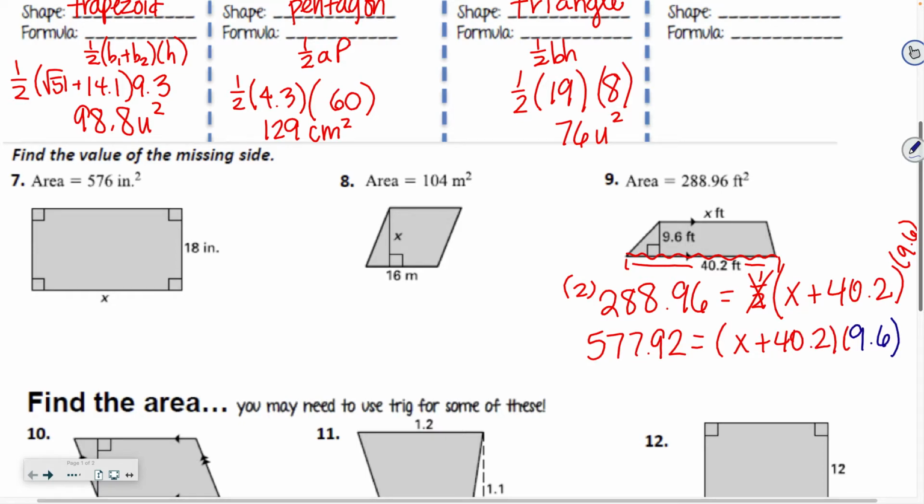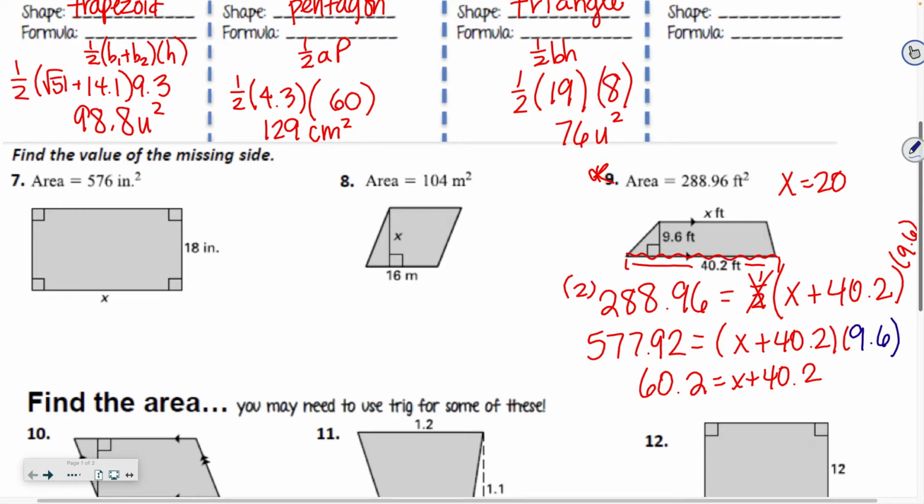If you were working this on your test, would you distribute the 9.6 or would you divide by 9.6? Definitely divide. You can distribute, or since 9.6 is being multiplied, divide by 9.6, and you get 60.2. And then subtract 40.2, so x is 20. I would put a star by that because you're going to see a problem like that again, where you have to set it equal to the trapezoid formula.